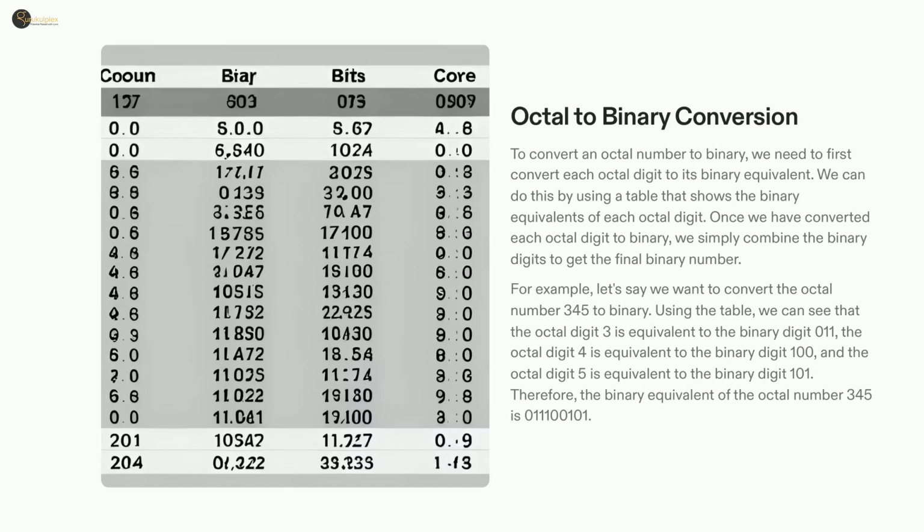For instance, if we want to convert octal number 345 to binary, octal digit 3 is equal to binary digit 011, octal digit 4 is equal to binary digit 100, and octal digit 5 is equal to binary digit 101. Consequently, the binary equivalent of octal number 345 is 011100101.